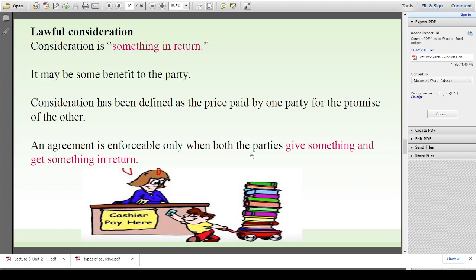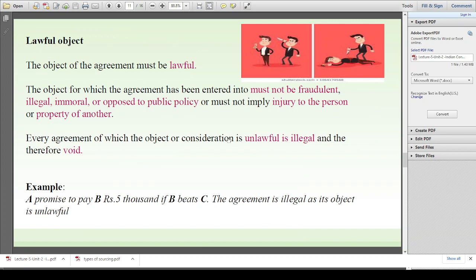From the seller he will get the money, from the buyer he is receiving the property or whatever the thing, right? That's a particular subject matter. So consideration basically means something in return. So both of them will get something in return, right? One will receive the money, the other will get the property, whatever the thing. So mutual exchange is there. So without consideration we cannot consider a particular agreement as a valid contract.